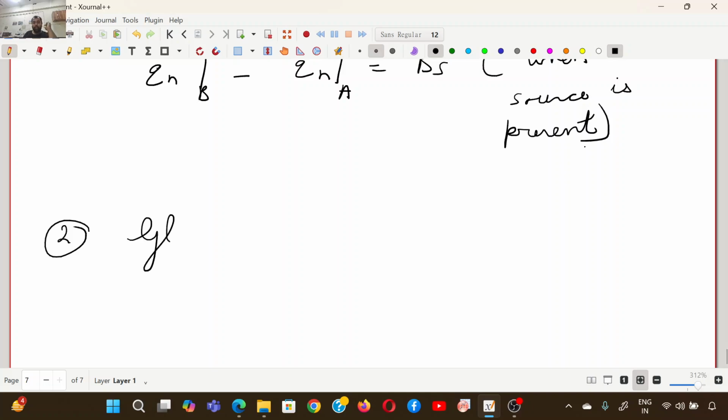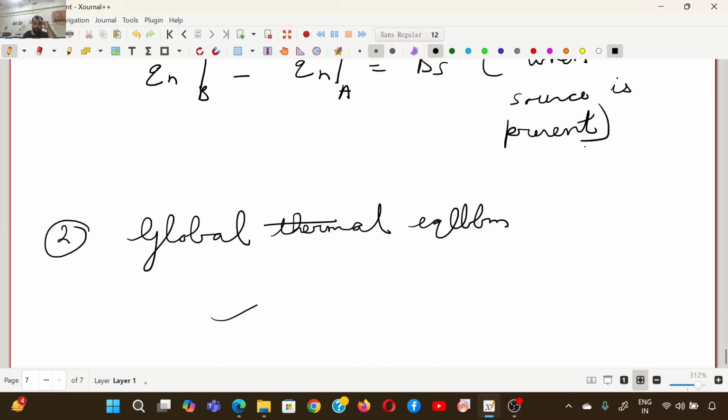Second boundary condition is a global thermal equilibrium. This is phase A, this is phase B. See, there are 3 points here, one, two, three.